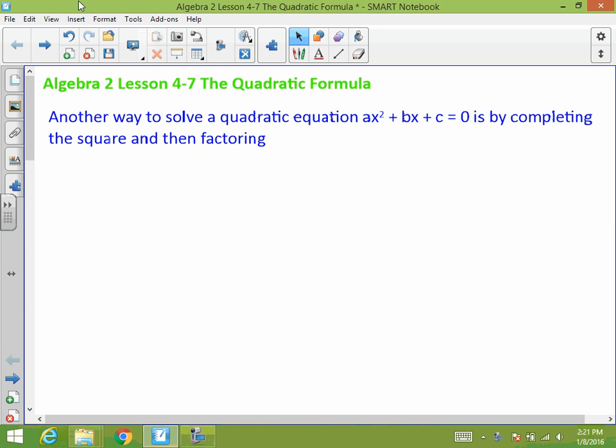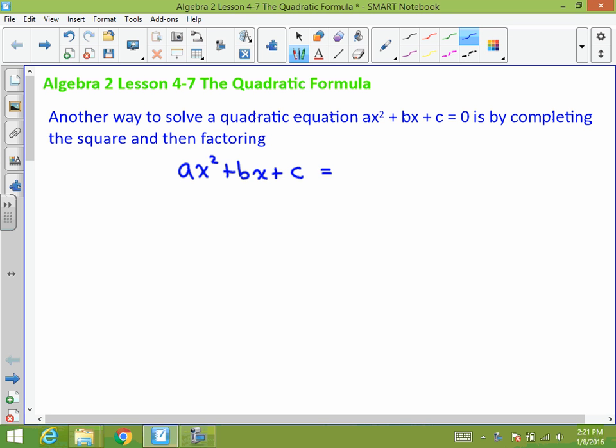This is Algebra 2, Lesson 4-7, the quadratic formula. Another way to solve a quadratic equation of ax squared plus bx plus c equals 0 is by completing the square and then factoring it. Let's take the equation ax squared plus bx plus c. Let's have that equal 0.